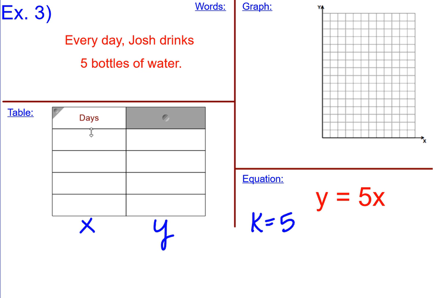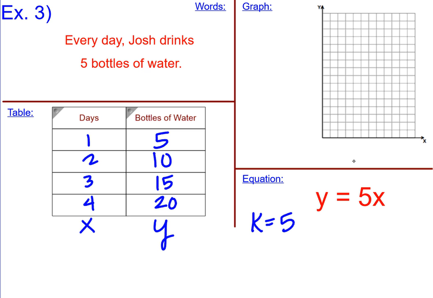So we'll put our days and we'll put our bottles of water. So we'll go by days, 1, 2, 3, 4 days. And we said we're going to multiply by 5 because that's our constant of proportionality. So after 1 day, Josh drinks 5 bottles. 2 days, 10 bottles. 3 days, 15 bottles. 4 days, 20 bottles.